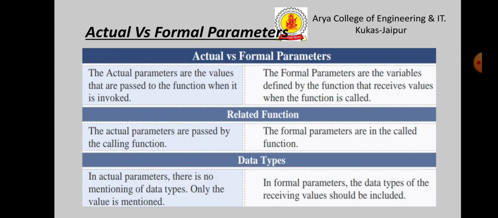The difference between these parameters is based on the criteria of related functions and data types. Related to functions, the actual parameters are passed by the calling function. Who passes the actual parameters? The calling function. Whereas the formal parameters are in the called function. In actual parameters, there is no mention of data types, only the value is mentioned, whereas in formal parameters, the data types of the received value should be included, which type of value it holds.